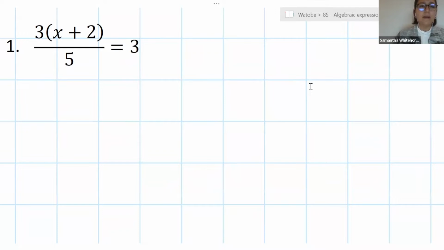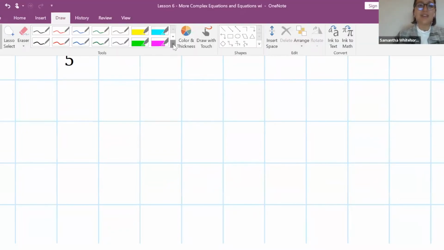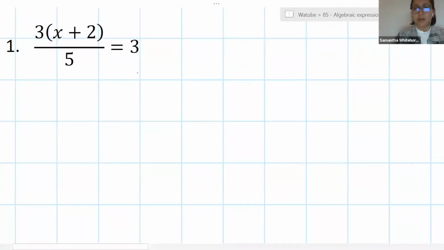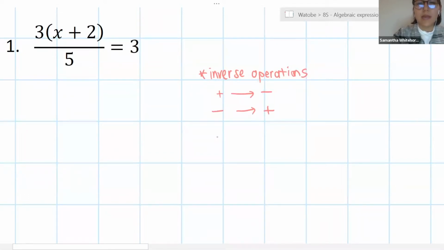So remember, when we have a fraction, we don't actually like fractions. Fractions, we try to avoid at all costs if we can. So what I want to first try and do is get rid of that fraction. Now, what's really important in equations is that we are using inverse or opposite operations. Whatever it originally was, we want to do the opposite of that. If it was plus, we now want to minus. If it was minus, I now want to plus or add. If it was times, I now want to divide. And if it was divide, I now want to times. So those inverse operations are super, super important.